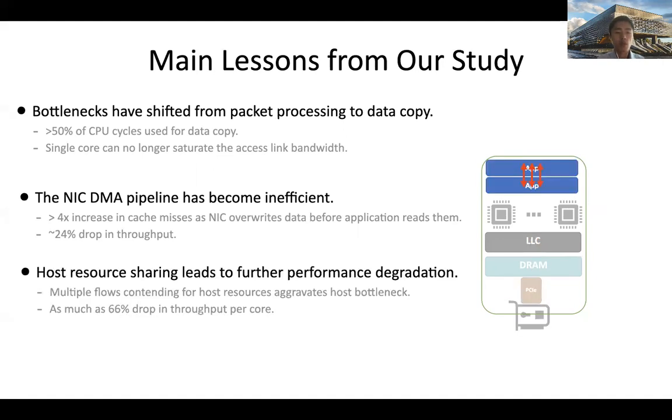Third, multiple flows sharing host resources didn't have any performance implication in the internet or in early generation data centers, since bottlenecks were in the network core. However, this is no longer the case. We see sharp degradation in per-core throughput with an increase in the number of flows sharing host resources.